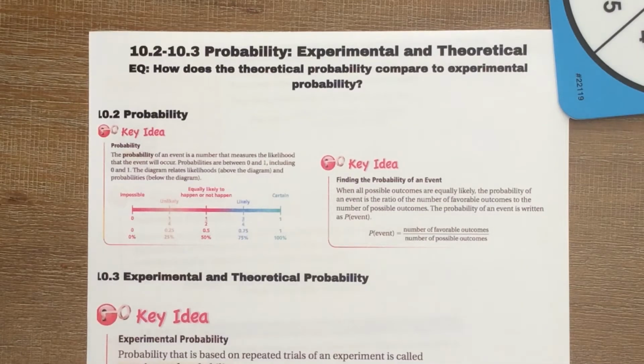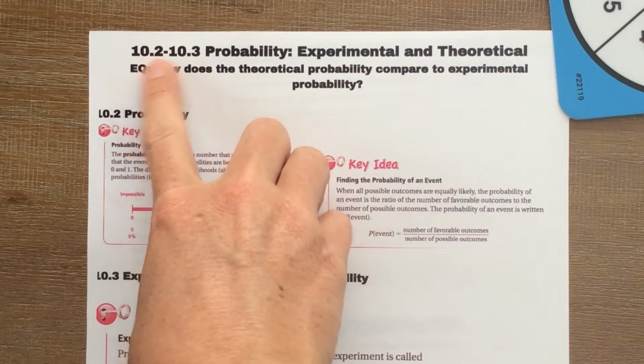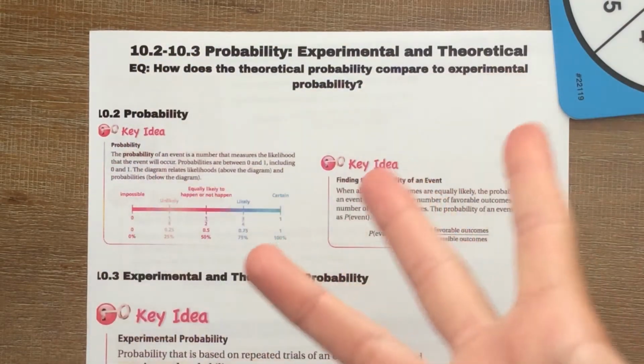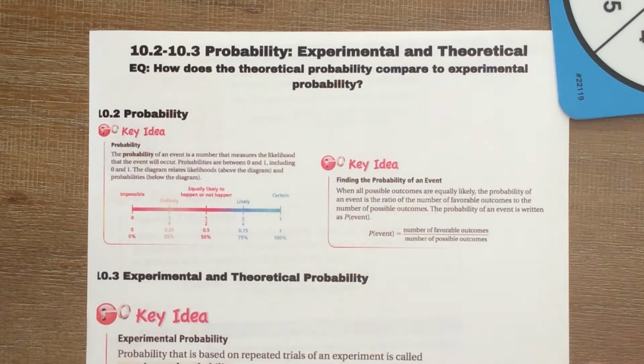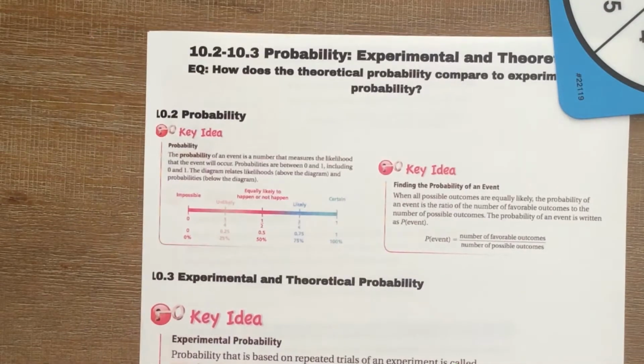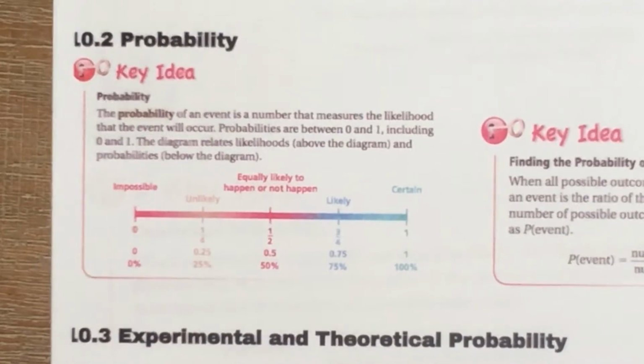All right, today I'm going to talk about a couple sections from our probability unit. 10.2 is just basic probability. What is it? And 10.3 starts talking about experimental and theoretical probability. And theoretical probability is just regular old probability, okay? So we're going to kind of talk about those. I'll zoom this in for you.